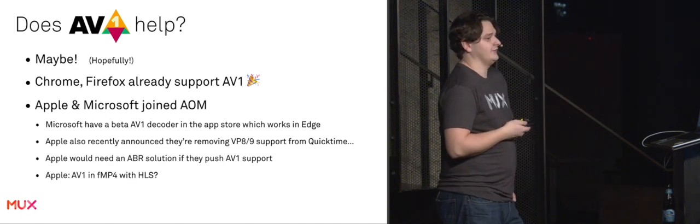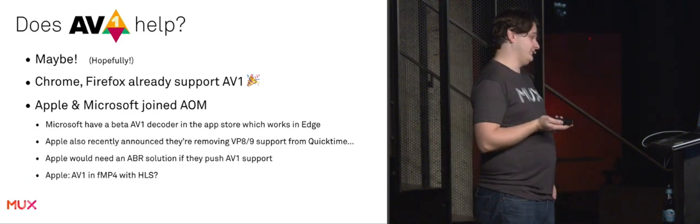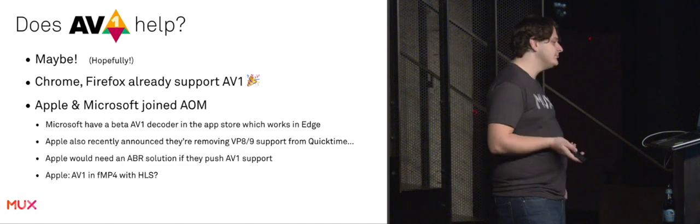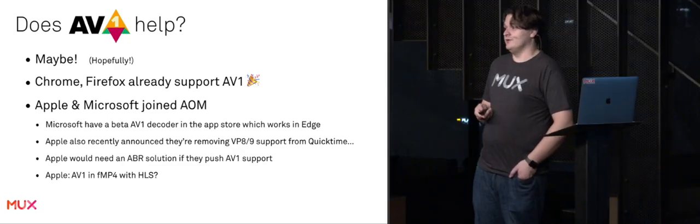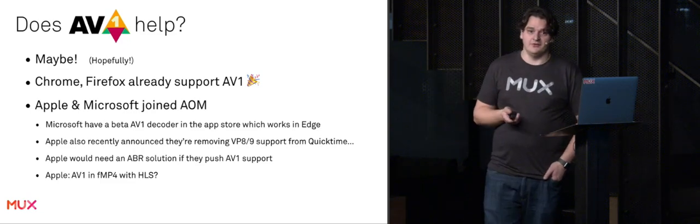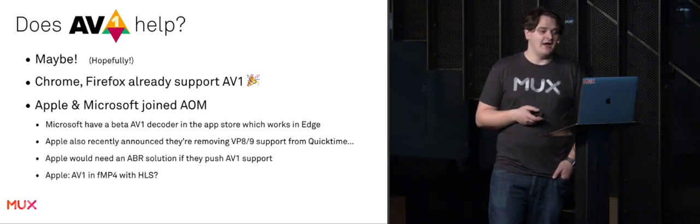Chrome, Firefox already support AV1. That was 2 days, I think, before FOSDEM was. Apple and Microsoft are in AOM. Microsoft has an AV1 decoder. You can go install it from the App Store. It works in Edge. So far, so good. We're actually at 3 out of 4 straight away.